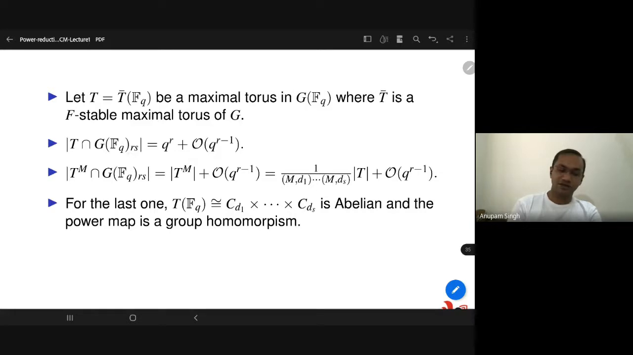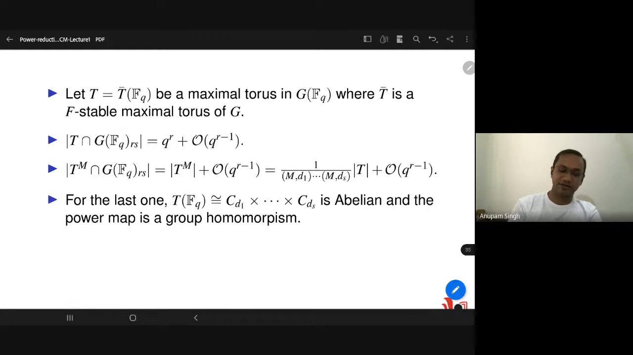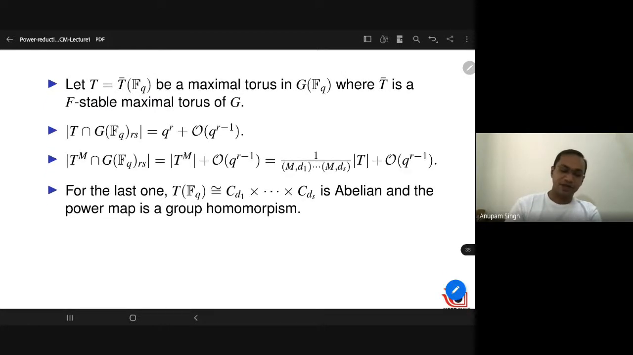This is of order q^r plus O(q^(r-1)), because the size of T itself is q^r. So the second statement is nothing big, it's not saying anything new. But what I'm interested in looking at is T^m intersected with the regular semisimple elements of G(F_q), so that I can take the sum over this to get everything for G(F_q).